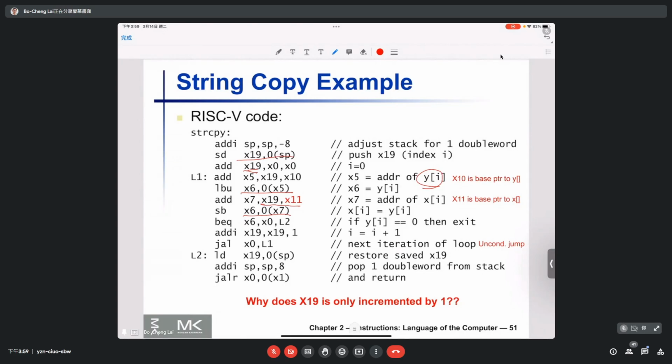And then you compare if it's the end of the string. Compare to see whether it's 0. If it is 0, that means the end of the string. You jump to L2 and end the process. Otherwise, you just increment the index. You add 1 to I, compare again, and load the next one. So you increment the x19, and then you jump to L1 and do this again.